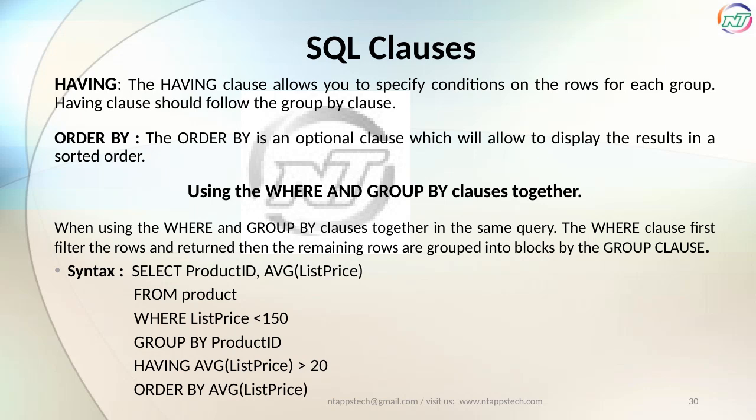For example, you can select products where the list price is less than 150, group them by product ID, and then use having to only keep groups where the average list price is greater than 20%. You can also use order by to sort the results by the average list price, which helps display the results in a meaningful order. This way, you control which rows enter the grouping, which groups are included, and how the final data is presented.